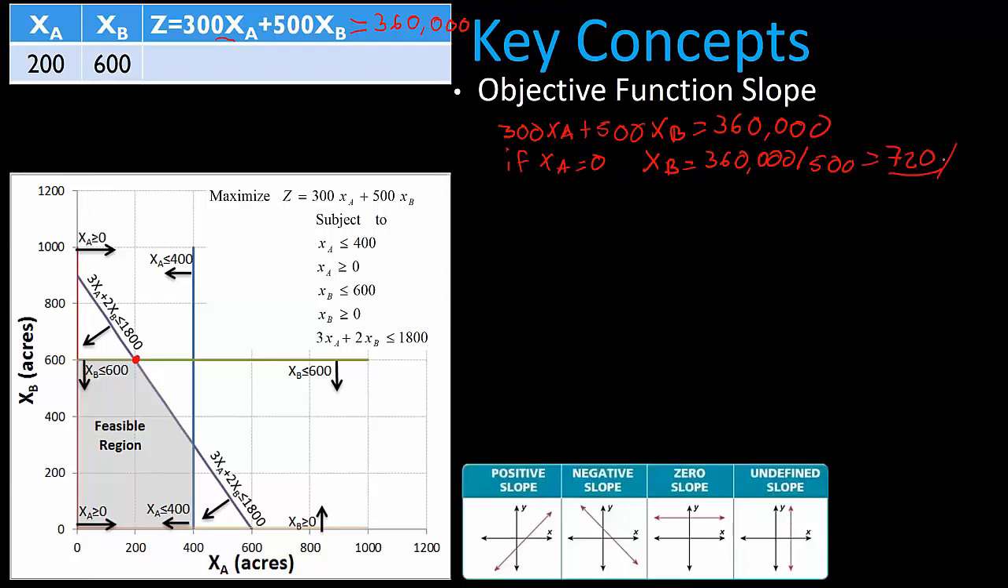Okay, so when XA is equal to 0, here it crosses at 720. Okay, now let's do the opposite. If XB is equal to 0, then XA will be equal to 360,000 divided by 300, which is 1200.